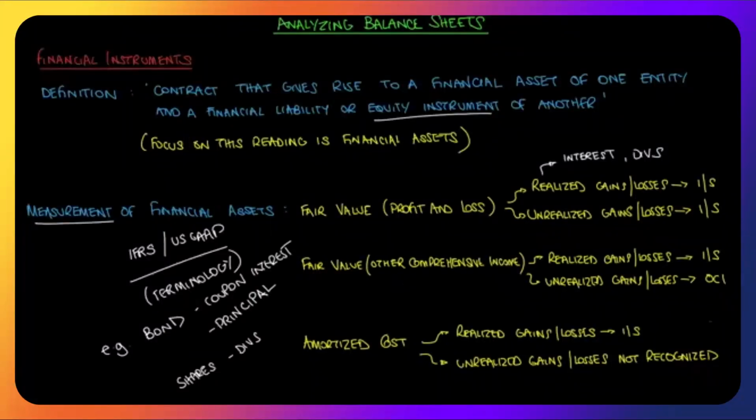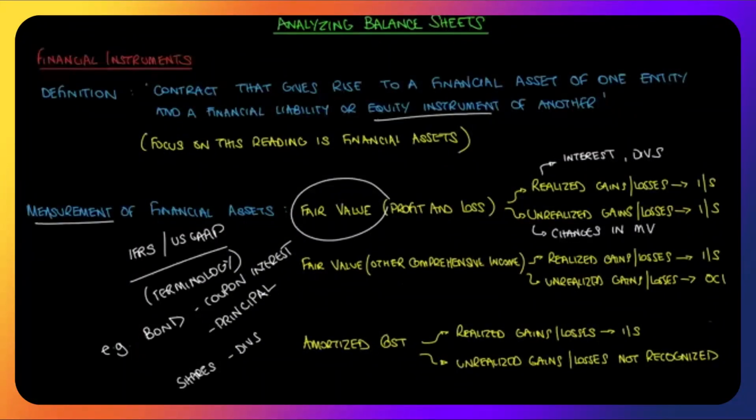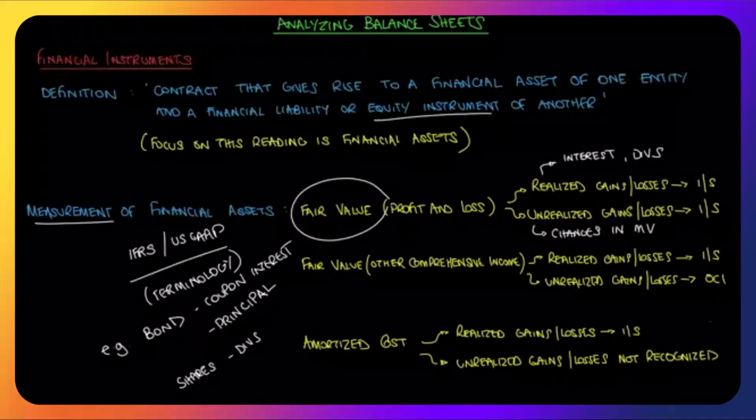Unrealized also go to the income statement. Unrealized are changes in market value. So each year end under a fair value method, we'll take the instrument, we'll find its current market value, restate it in the balance sheet to its new market value. If it's gone up, you'll see a gain in the income statement. If it's gone down, you will see a loss.